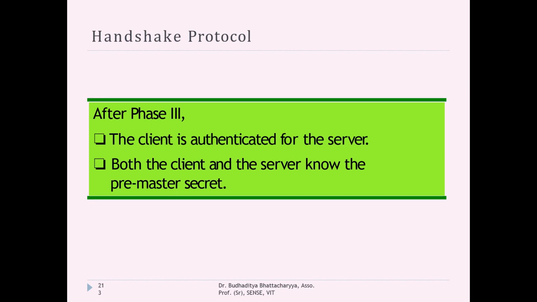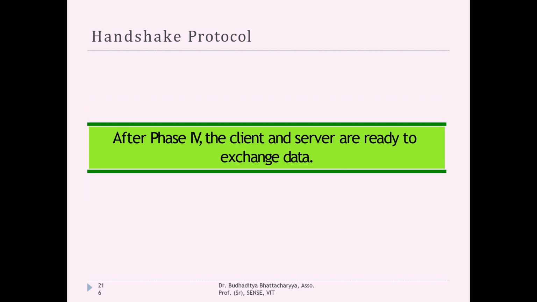Third phase: now the client is sharing the information. The client is authenticated to the server. Both client and server now know each other, so they are ready to make a connection. After phase 4, the client and the server are ready to exchange the data. Whenever it is asked, you just simply explain it point by point like this. It will be enough.